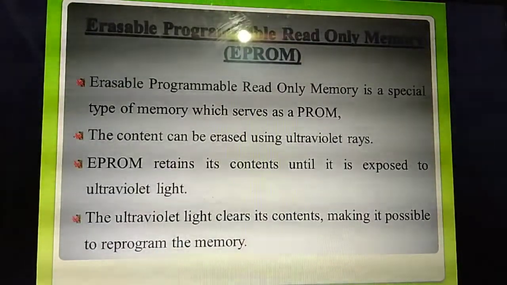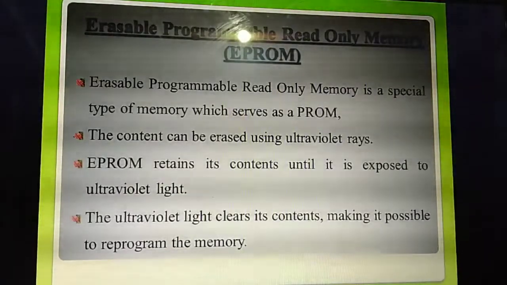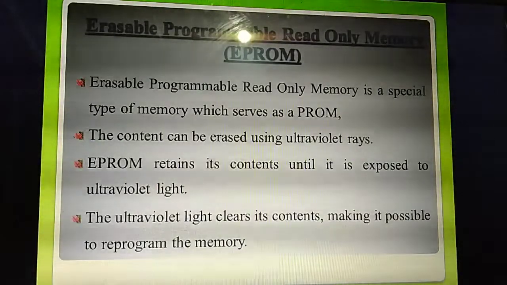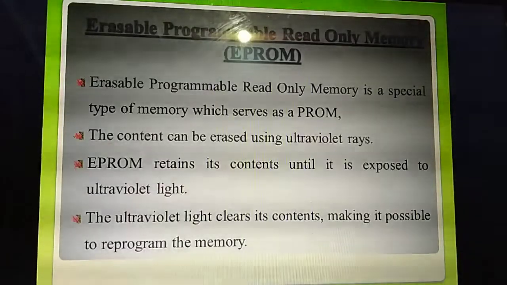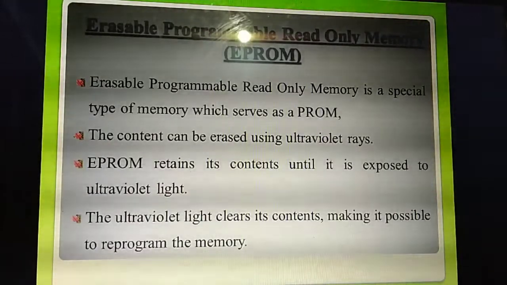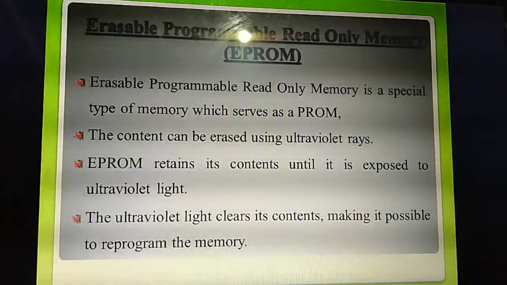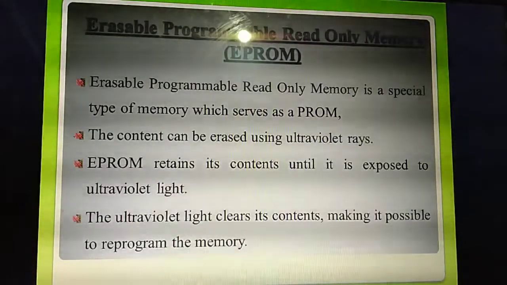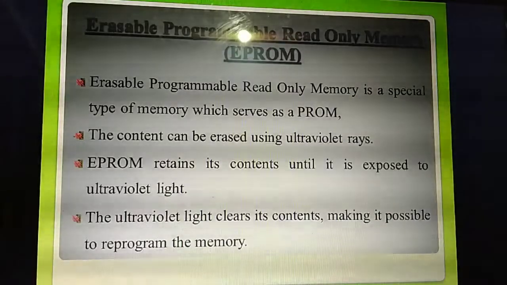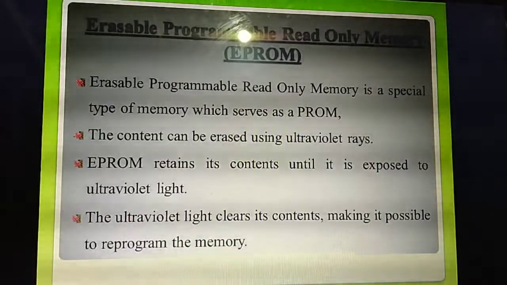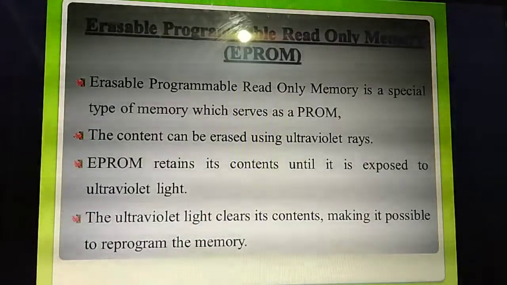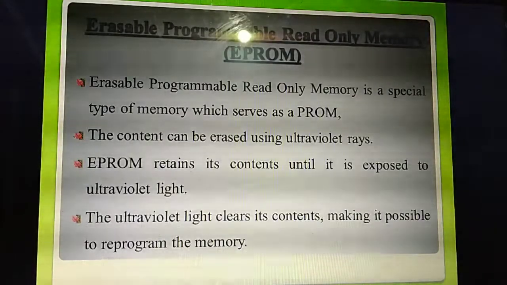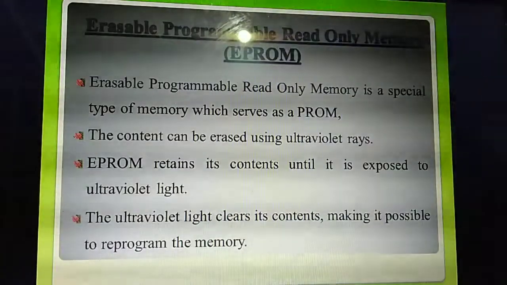So the content available in that EPROM can be erased by using which rays? Ultraviolet rays. If the rays fall on or are exposed to the chip, the content will get erased. Even if the content gets erased, it is possible to reprogram. Understand what reprogram means? Once again, we need to write the program. That is called reprogram. The data we have stored in the EPROM may get erased by ultraviolet rays, and we can reprogram the memory. By that name only they call it erasable programmable.